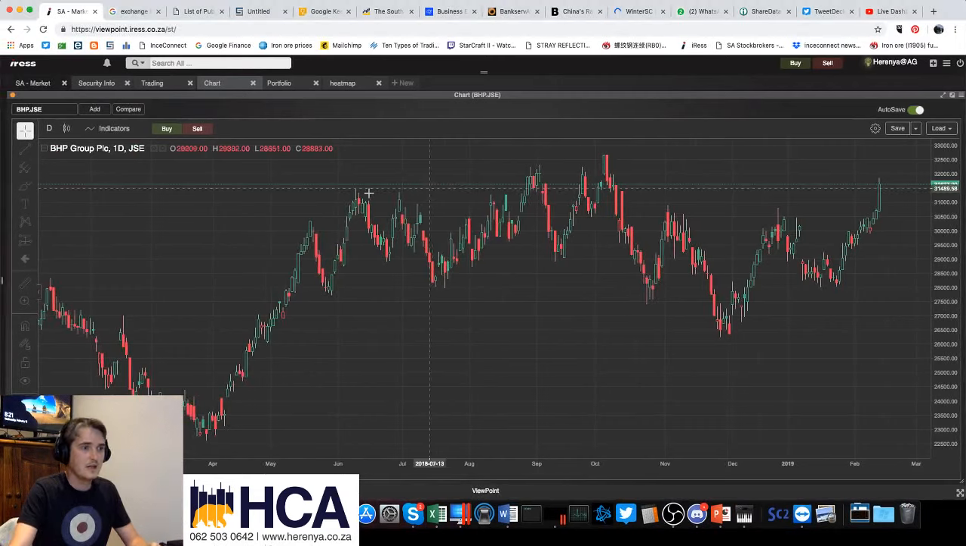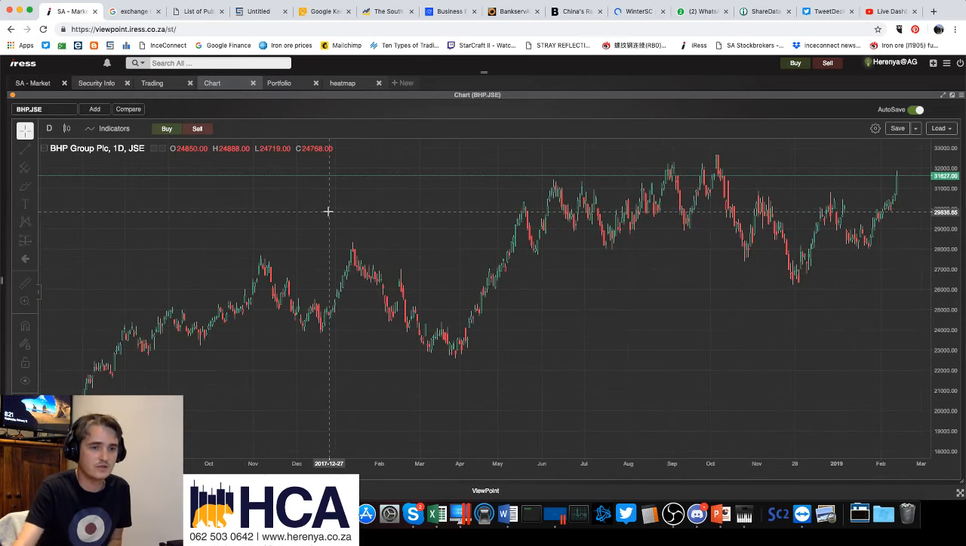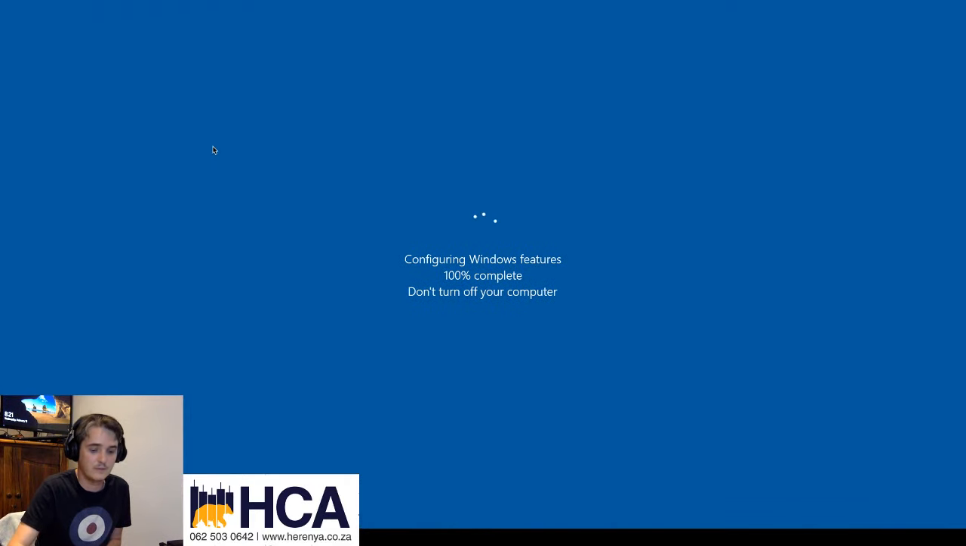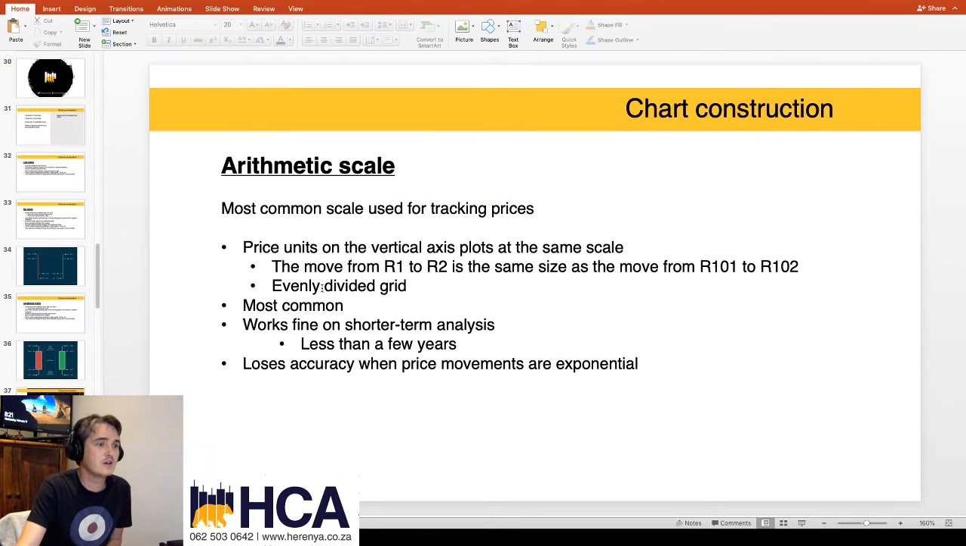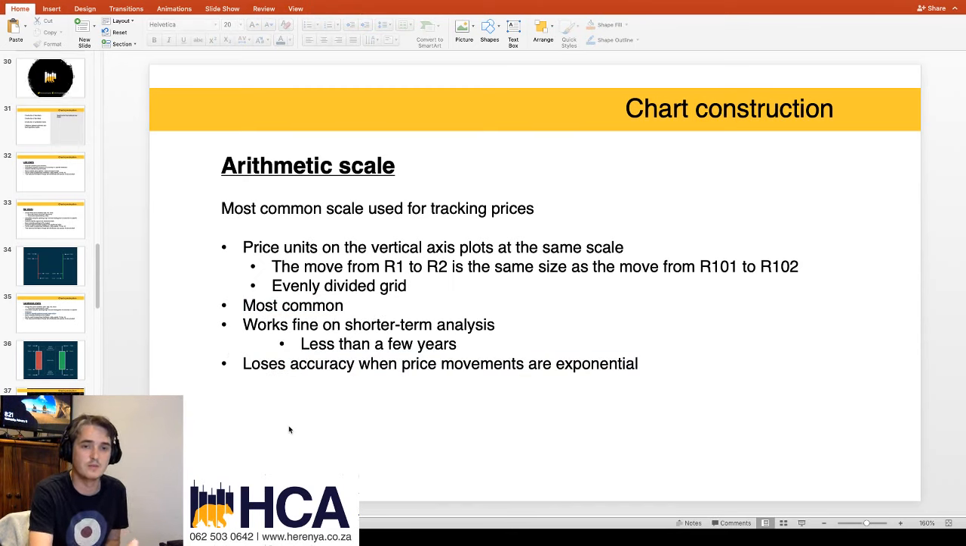All right, it's pretty easy to see what is happening on this chart, right? And we can use this chart to draw all sorts of analysis and do all sorts of things on, because it is easy for us to understand. Again, the only problem with this is that it loses accuracy when the movements become exponential, or when we're looking at really, really long periods of time.